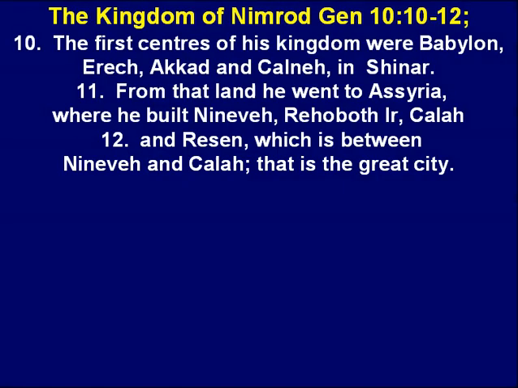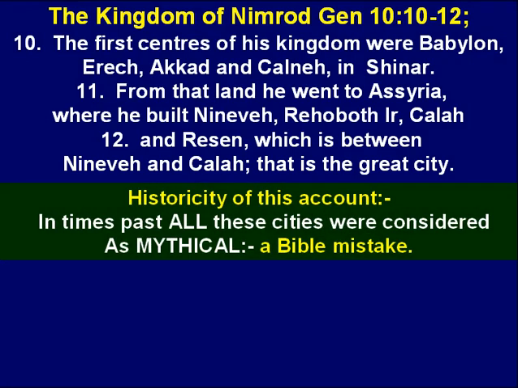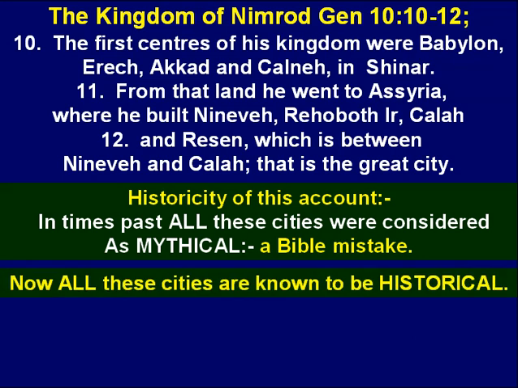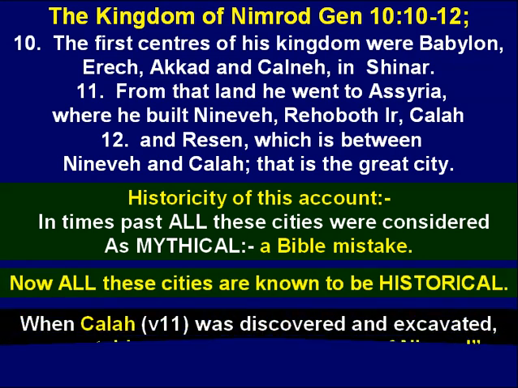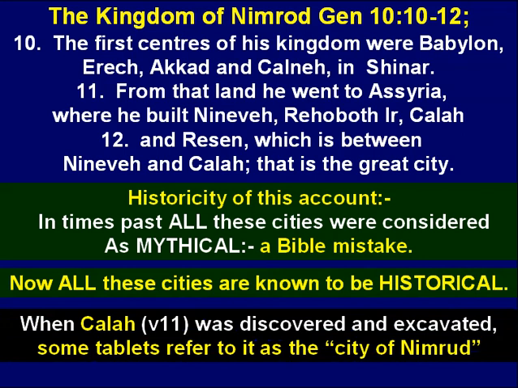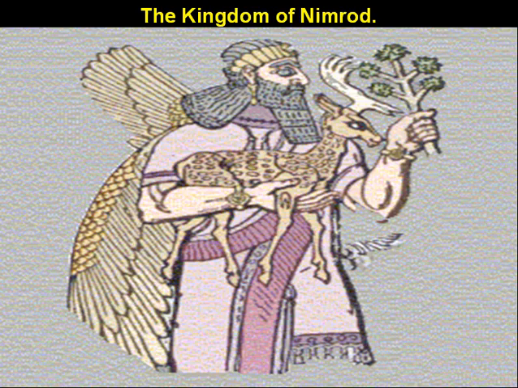The first centers of his kingdom were Babylon. From that land he went to Assyria. He built Nineveh and Resen. Historicity of this account. In times past, all these cities were considered as mythical because only the Bible talked about them. A Bible mistake. Now, all these cities are known to be historical. When Calah was discovered and excavated, some tablets referred to it as the city of Nimrod.